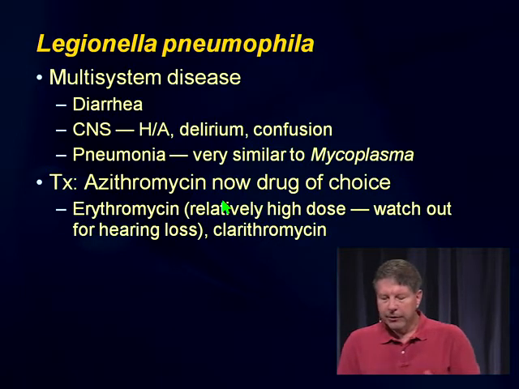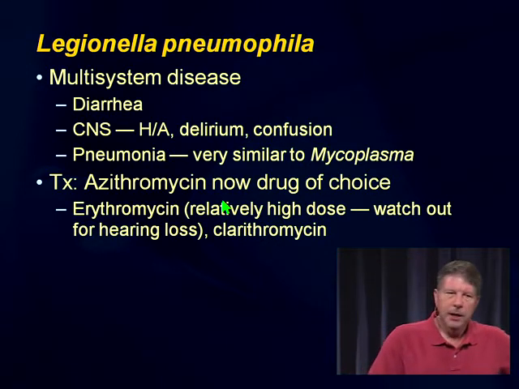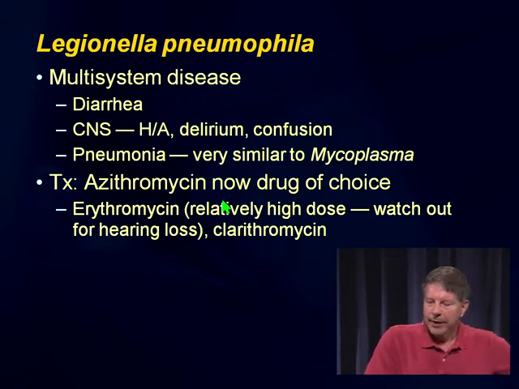All right, Legionella, pretty rare in kids. I've seen adolescents with it, so I guess they could ask you about this with adolescents. But in general, it's a pneumonia with diarrhea and CNS symptoms. So if they give you a pneumonia with diarrhea and CNS symptoms, be thinking about Legionella. Azithromycin is the drug of choice now. We used to use high-dose erythromycin, like a gram every 4 to 6 hours. And what we forgot about erythromycin is that high doses cause hearing loss.